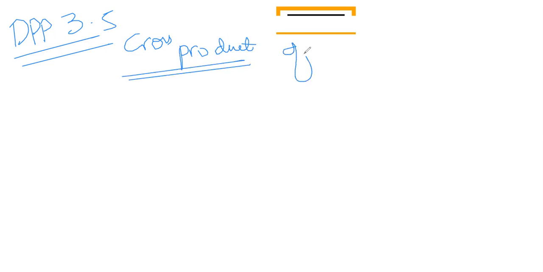Daily practice problem 3.5 is about cross product. First of all, we should know what is cross product of vectors. Cross product of vectors gives you another vector, a new vector. Okay, the best example for cross product of vectors. First, we should know what it is.